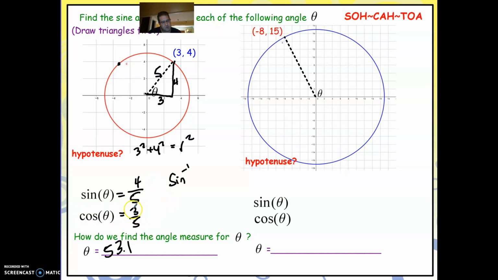Now, if you do inverse cosine of 3/5, you should get the exact same degrees because it is the same reference angle, so it should not be any different. Same thing goes for this one. First thing I'm going to do is I'm going to make my triangle.